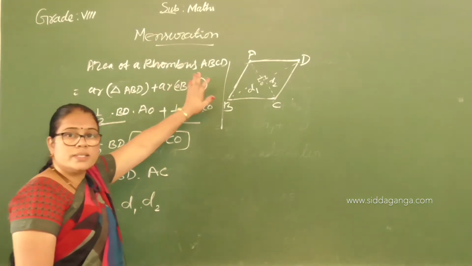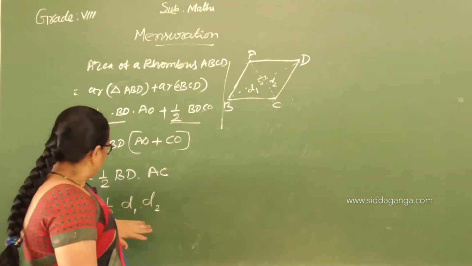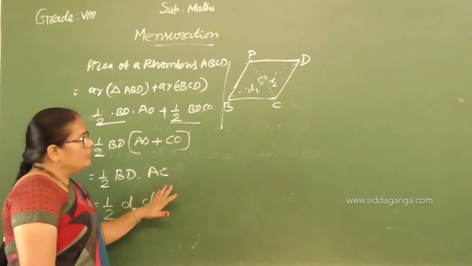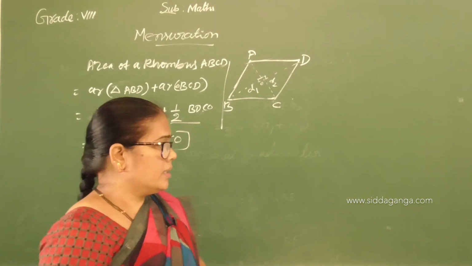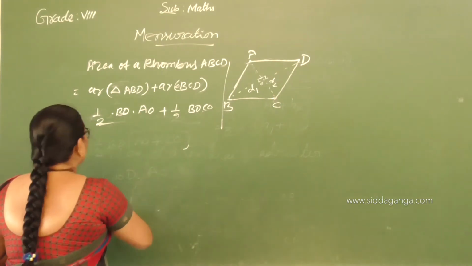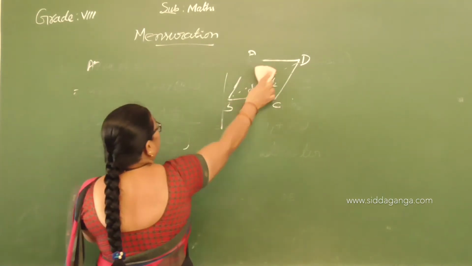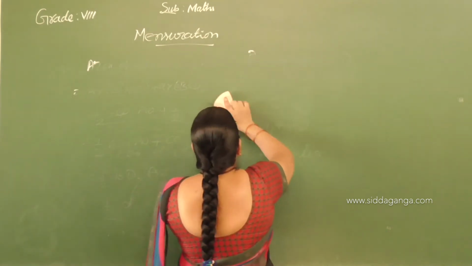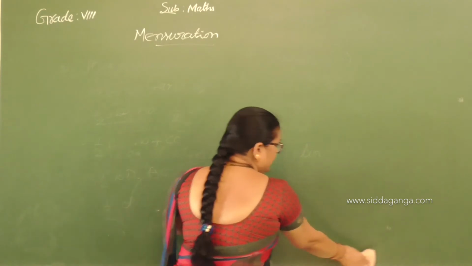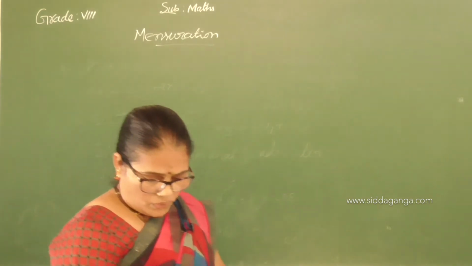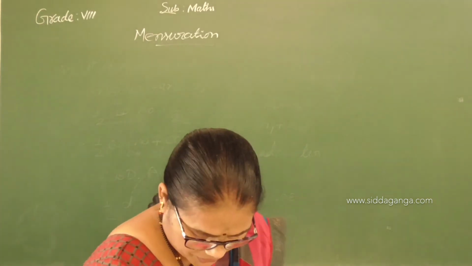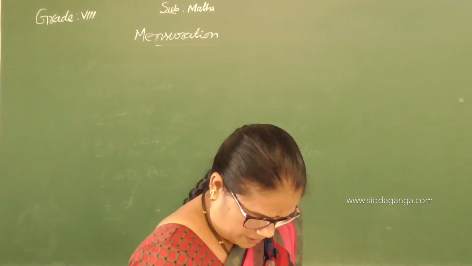Area of rhombus ABCD is equal to half into diagonal 1 into diagonal 2. From all these formulas, we can solve some problems on the basis of the formulas: area of a trapezium, area of a rhombus and area of a general quadrilateral. Now, what is the area of the trapezium? Area of a trapezium is equal to half into h into a plus b.